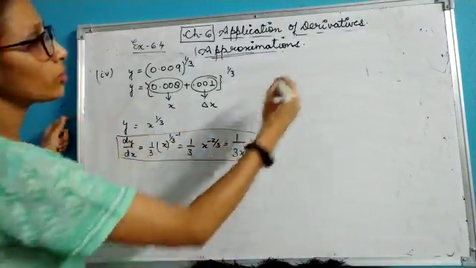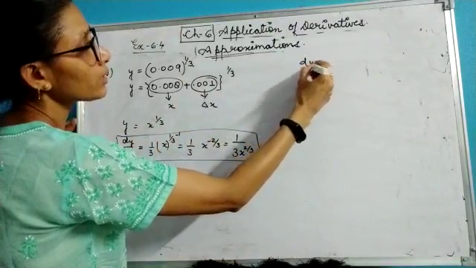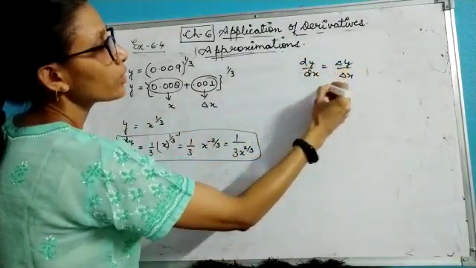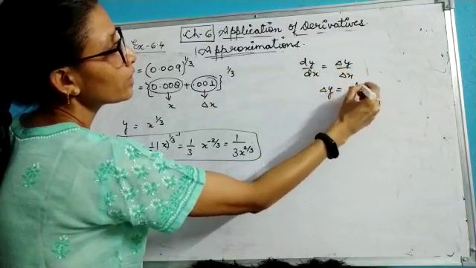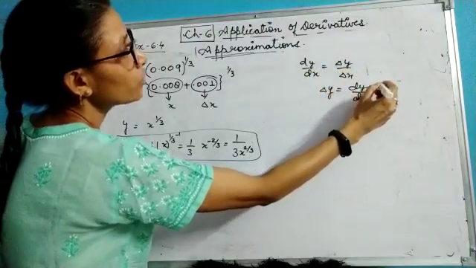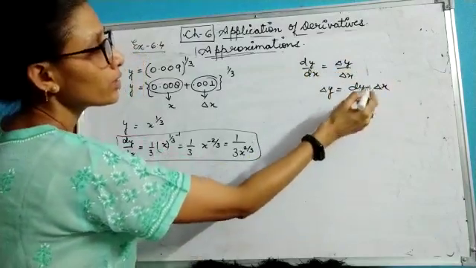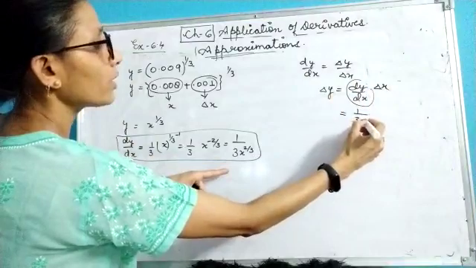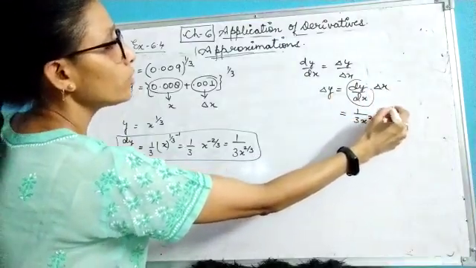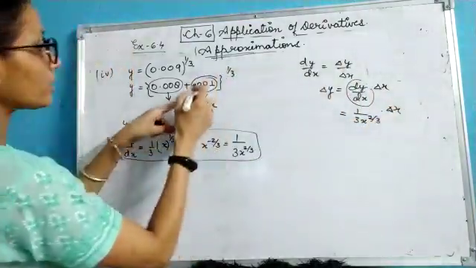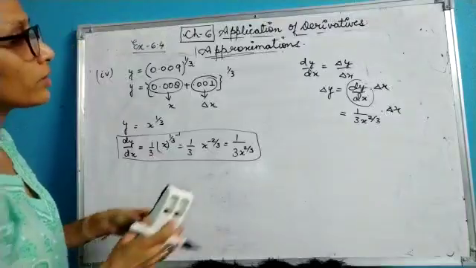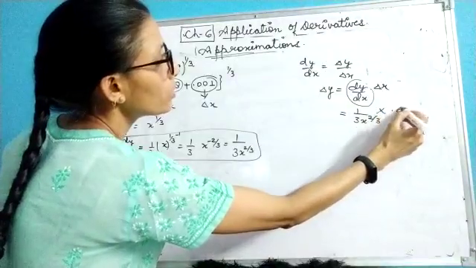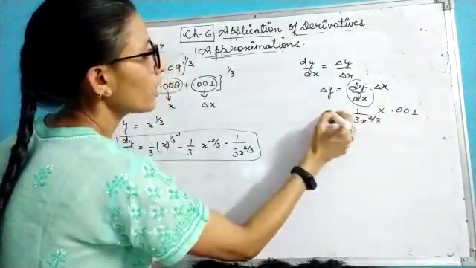Now children, I told you that dy by dx is equal to del y by del x, or del y can be written as dy by dx into del x. So here I know the value of dy by dx and it is 1 by 3 x raised to power 2 by 3 into del x, and your del x is 0.001. So I can replace it with 0.001. So this is your del y.